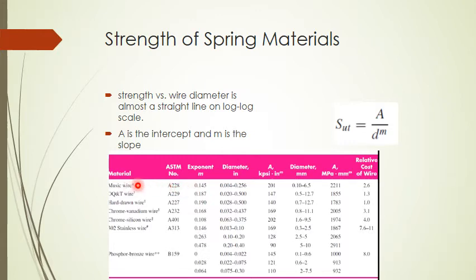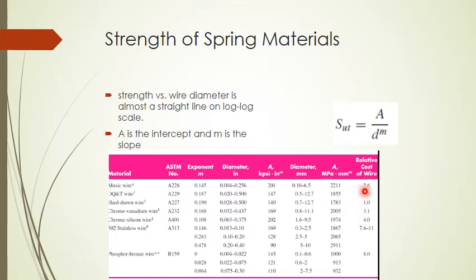So music wire has exponent m 0.145. It is applicable in the diameter range 0.004 to 0.256 inches, and it has A value of 201. And in a similar way, for the other diameter range, and the relative cost of the wire has also been given in the table. Relative cost means when you compare different types of materials, if it has a greater value, it means that will be a costly material.